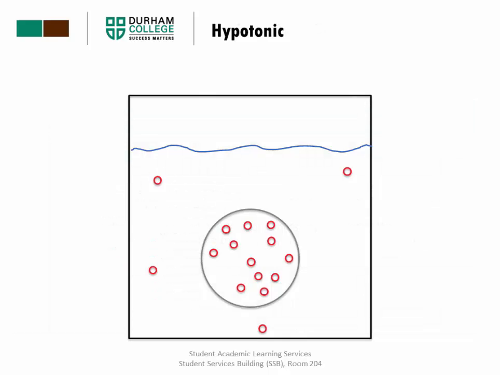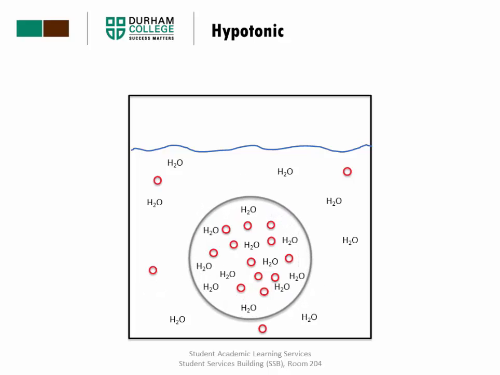Finally, we can look at hypotonic. In this case, there's lots of water outside of the cell relative to inside of the cell. Water will move into the cell, and the cell will expand. The net overall movement is into the cell.